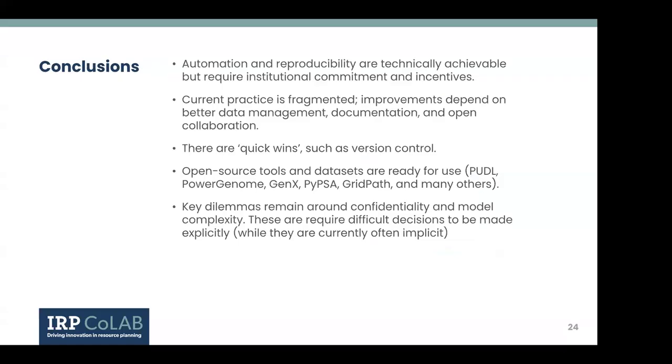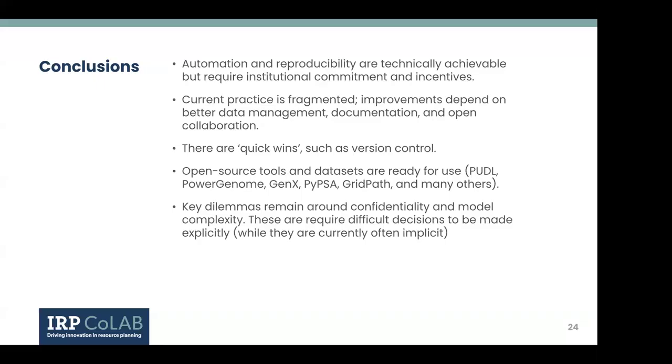And I'll be very brief, Priya. So automation and reproducibility are technically achievable, and there are clear places where this is already happening, within the US, but also outside the US. But it requires institutional commitment, of course, and it also requires incentives. So regulators definitely have a role here. Current practice, as we all know, is fragmented, but there are quick wins. For instance, version control beyond documents.